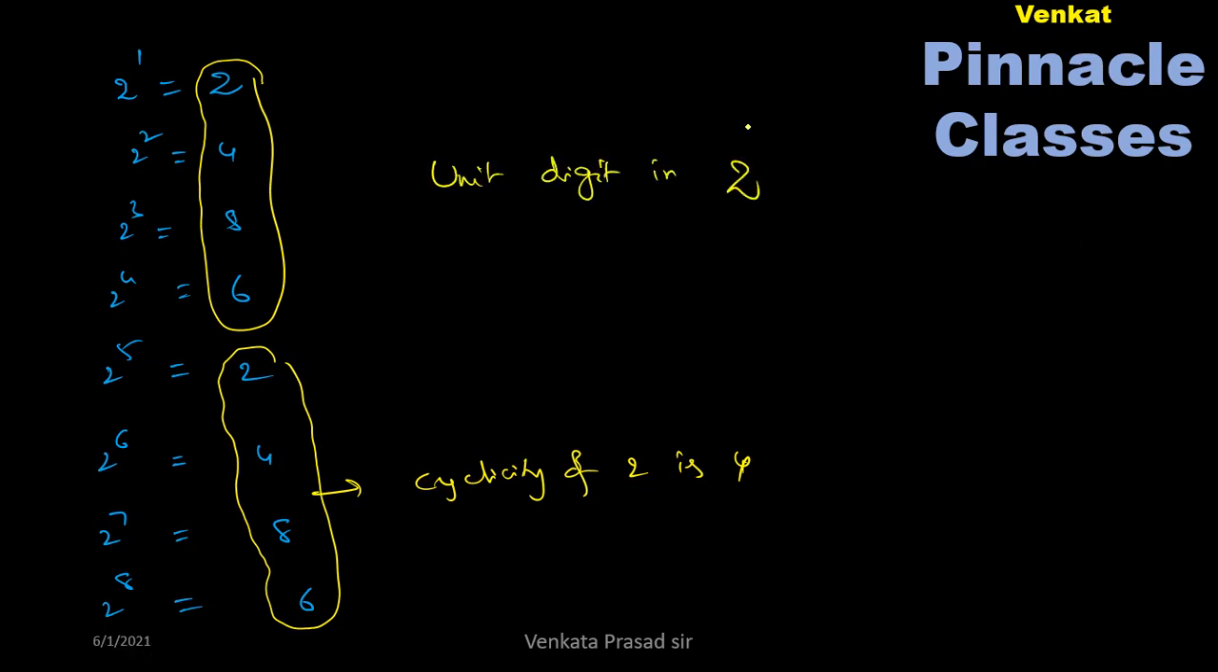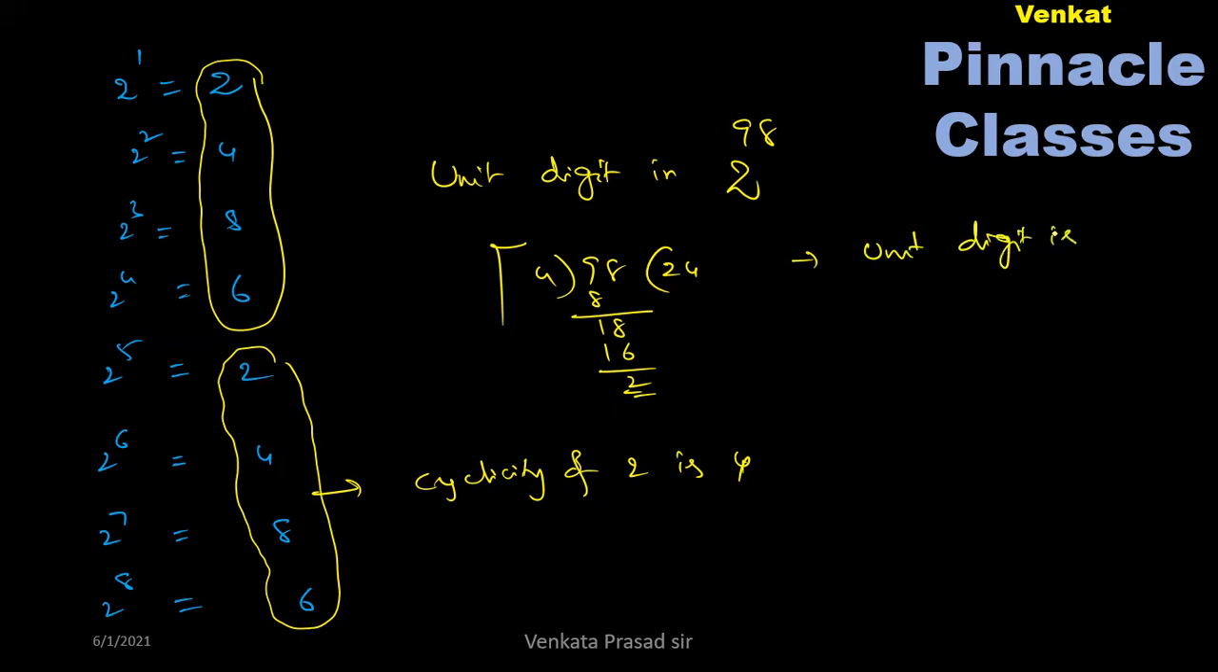That's why when I give a question, find the unit digit in 2 power 98, what to do, dear students, in this case? Every time first divide with 4. What is the remainder? The remainder is 2. So that means the unit digit is 2 power 2. The remainder is 2, so that is the answer.